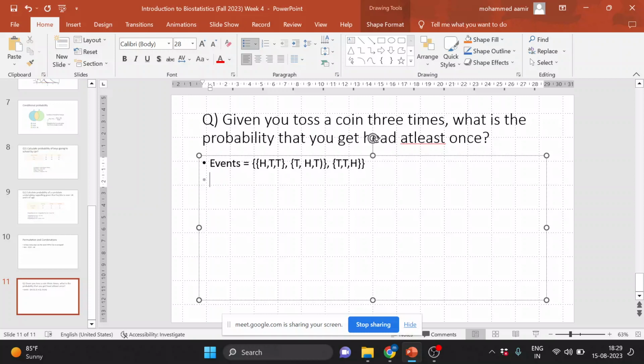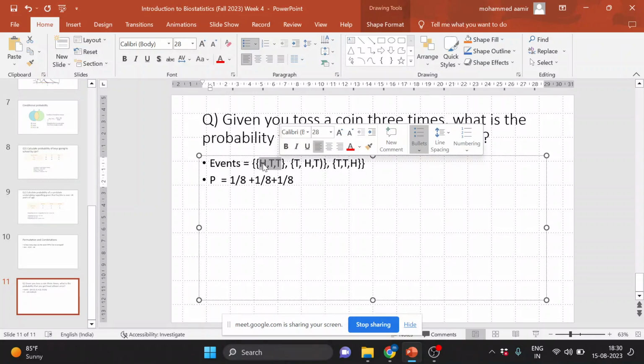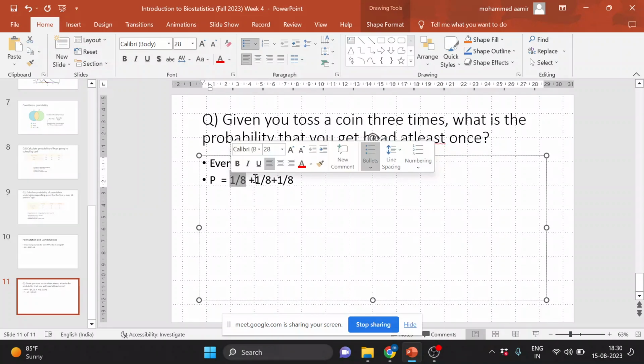So the probability of this happening is nothing but 1 by 8 plus 1 by 8 plus 1 by 8. Why am I doing 1 by 8? Because for this alone to happen, the probability of getting head in the first instance is 1 by 2, and for the other two not getting that, it is 1 by 2 into 1 by 2. So 1 by 2 into 1 by 2 into 1 by 2 is 1 by 8. Did everyone get this?